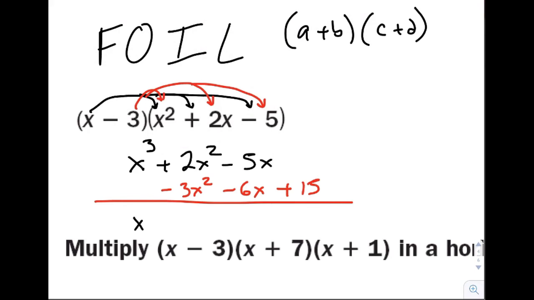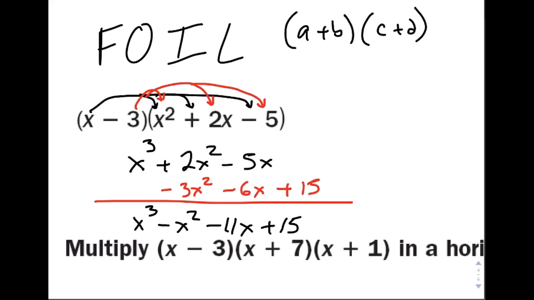And my simplified answer now is x cubed. This is going to be a negative x squared. This will be a negative 11x. And this will be a positive 15. So that's one method. I call it the giant distributive method.